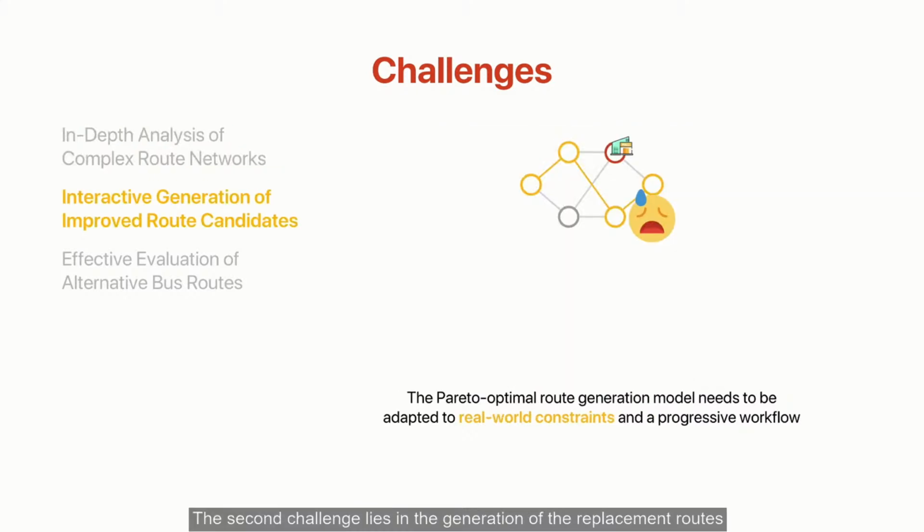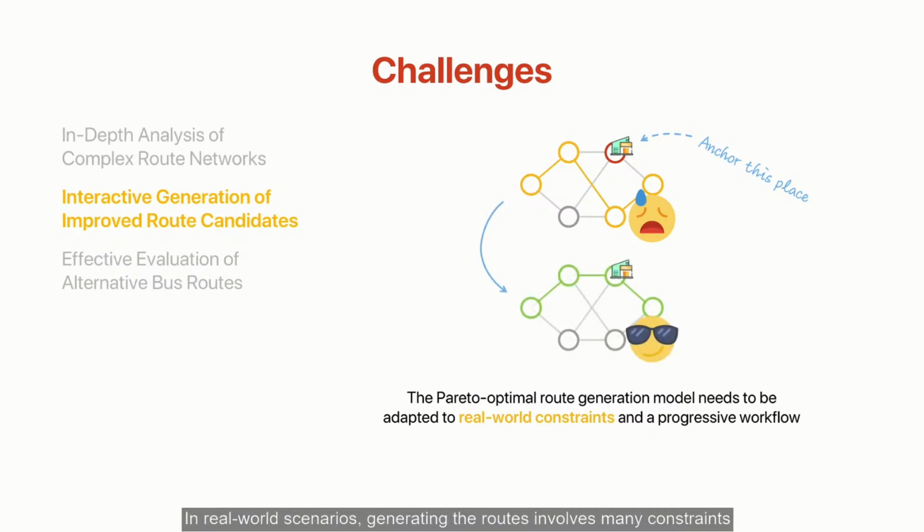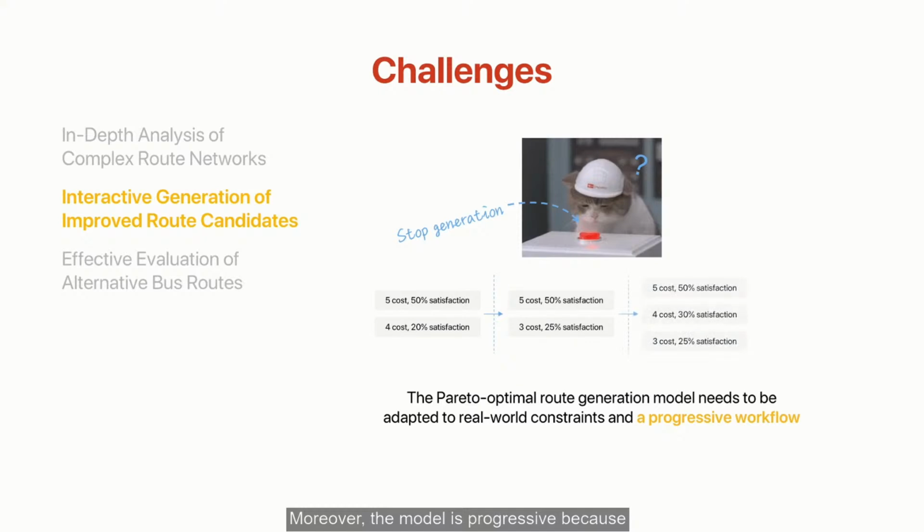The second challenge lies in the generation of the replacement routes. In real-world scenarios, generating the routes involves many constraints, such as stopping the routes at a location. The route generation model must be extended to support these constraints. Moreover, the model is progressive because it's often impossible to exhaust the solution space. Therefore, the experts should know when they can stop the generation.